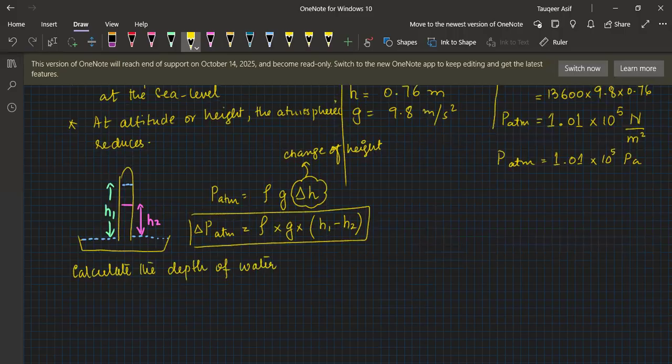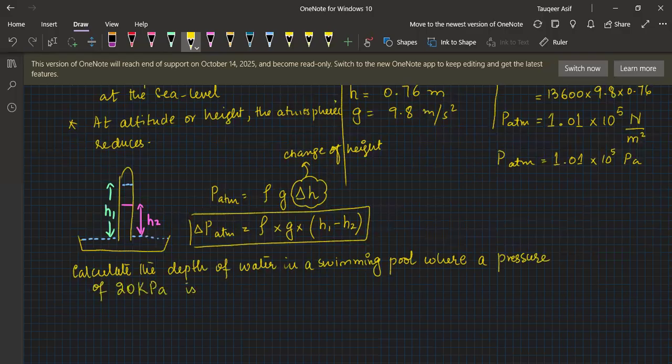Okay, now calculate the depth of the water in a swimming pool where a pressure of 20 kilopascal is exerted due to the water.